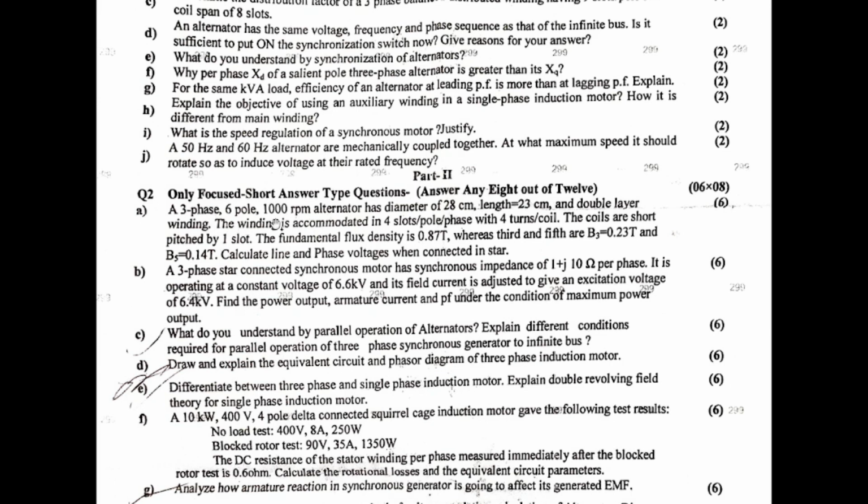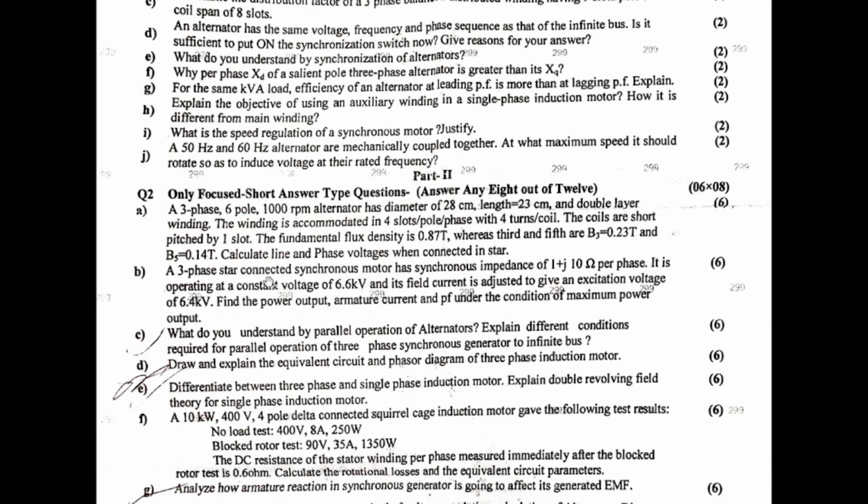A 3-phase 6-pole 1000 rpm alternator has a diameter of 28 cm, length is 23 cm and a double layer winding. The winding is accommodated in 4 slots per pole per phase with 4 turns per coil. The coils are short pitched by 1 slot. The fundamental flux density is 0.87 T, whereas the third and fifth harmonics B3 is equal to 0.230 and B5 is equal to 0.140. Calculate the line and phase voltage when connected in star. It is a problematic question.